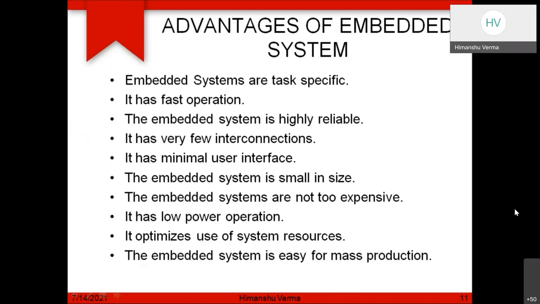But in the case of embedded systems, the system is very small and all components are inside it. We just need to connect it with input and output devices, and the system will be ready. So it is a kind of assembly line. It is very easy for mass production, and of course this is again a reason why embedded systems are not too expensive. When mass production is easy, it will decrease its production cost as well as the overall cost of that system.